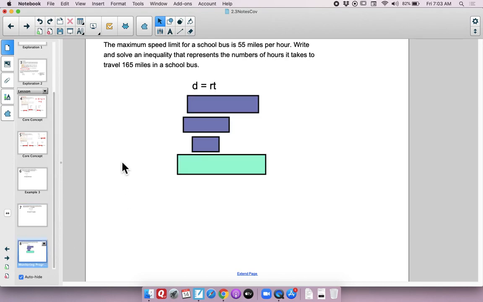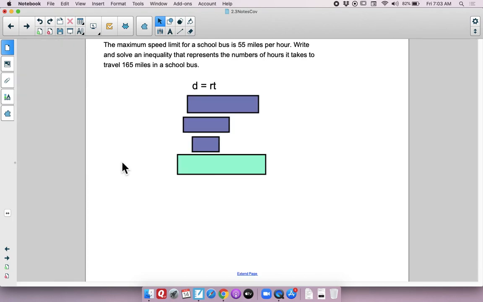We do. All right, the maximum speed for a school bus is 55 miles per hour. Sure hope so. Probably shouldn't even be that fast, the way some of these drivers drive. Write and solve an inequality that represents the number of hours it takes to travel 165 miles in a school bus. And here we go, back to our distance equals rate times time.